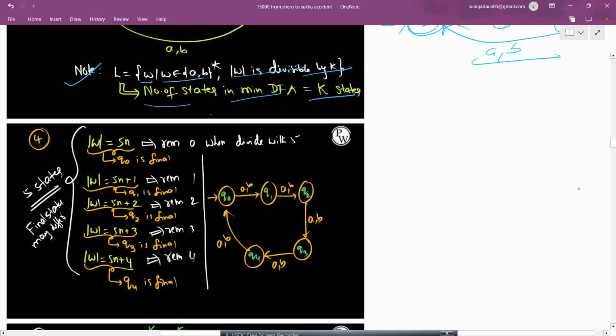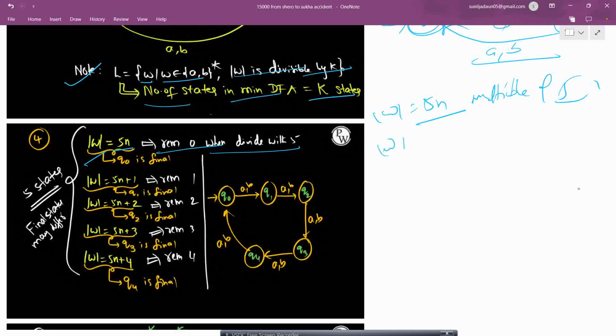Now in the remainder cases, the length of W is 5n, remainder 0, when divisible by 5. So if the length of W is 5n, a multiple of 5, remainder 0, and 5n plus 1, remainder is equal to 1, and so on. Now here Q0 is final. But if 5n plus 1, remainder 1, then Q1 is final.